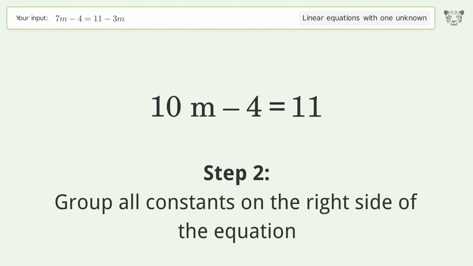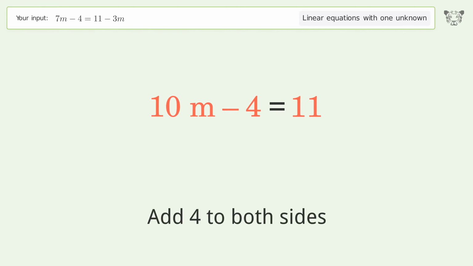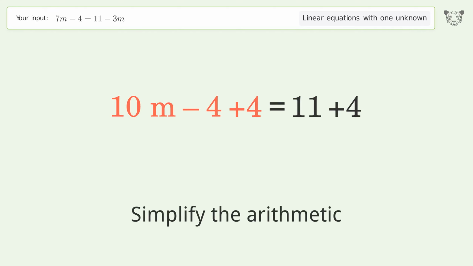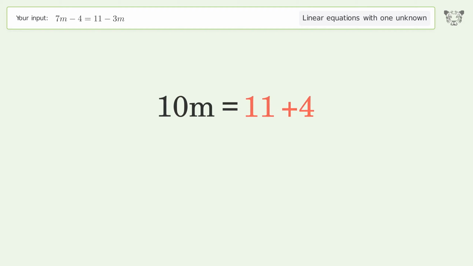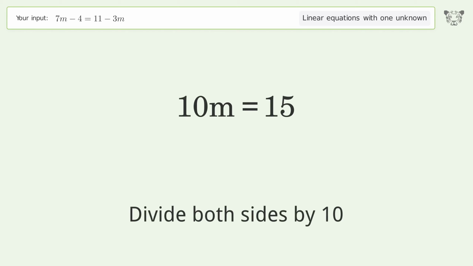Group all constants on the right side of the equation. Add 4 to both sides. Simplify the arithmetic. Isolate the m. Divide both sides by 10.